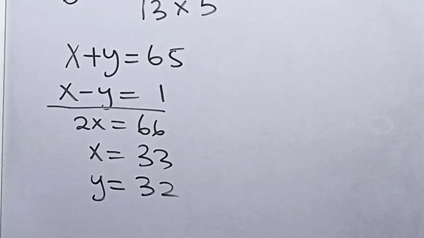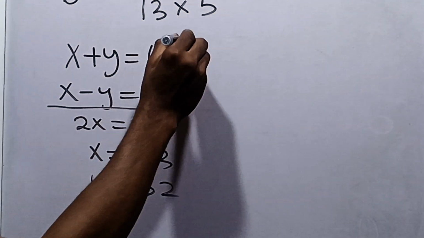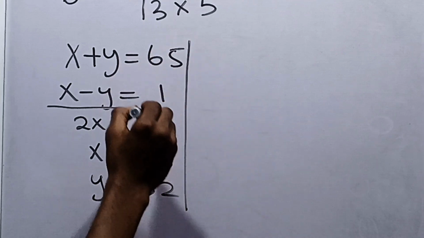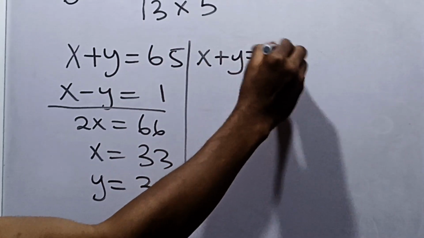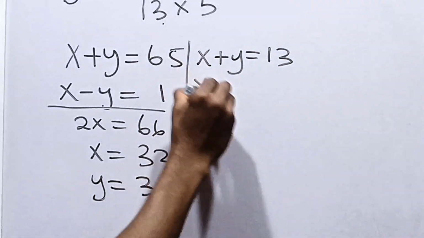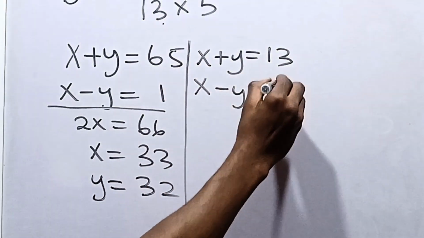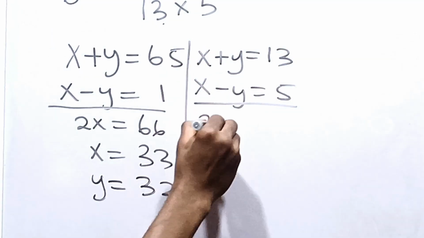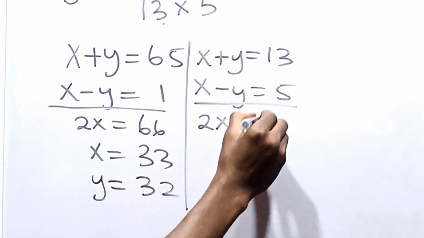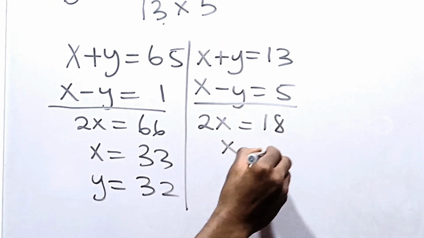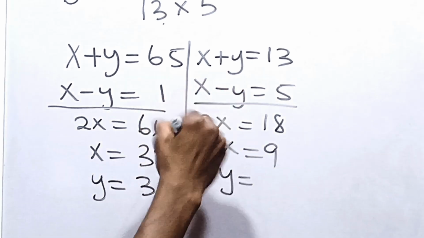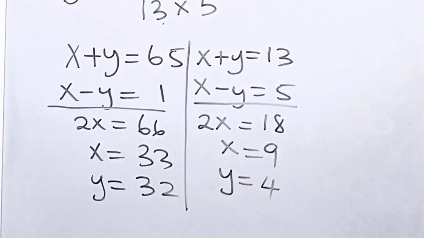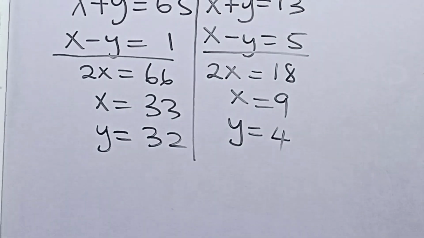Now remember we're looking for whole numbers, but let's keep this aside. Also, when we have x plus y equal to 13 and x minus y equal to 5, if you add this up, this is 2x, this is 0, and this is 18, so x is equal to 9. Putting x as 9 here, y will be equal to 4.